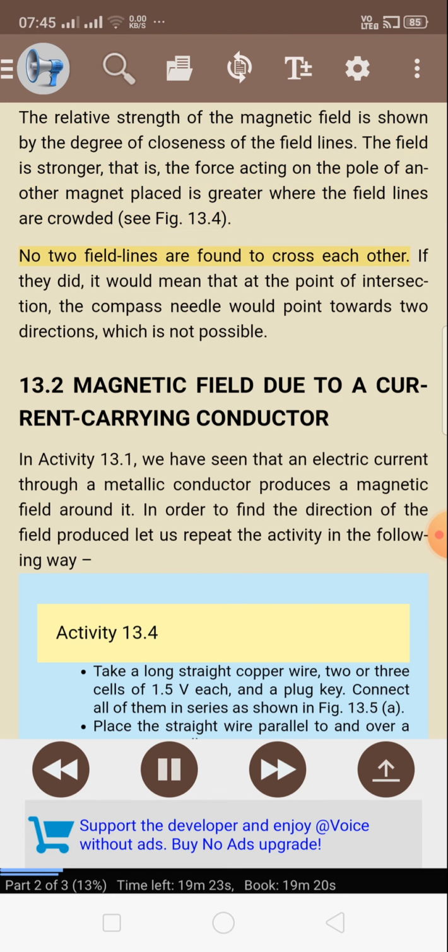No two field lines are found to cross each other. If they did, it would mean that at the point of intersection, the compass needle would point towards two directions, which is not possible. 13.2 Magnetic field due to a current carrying conductor.